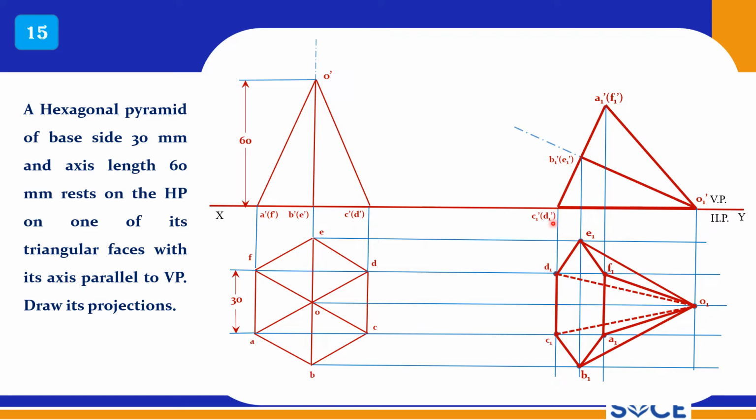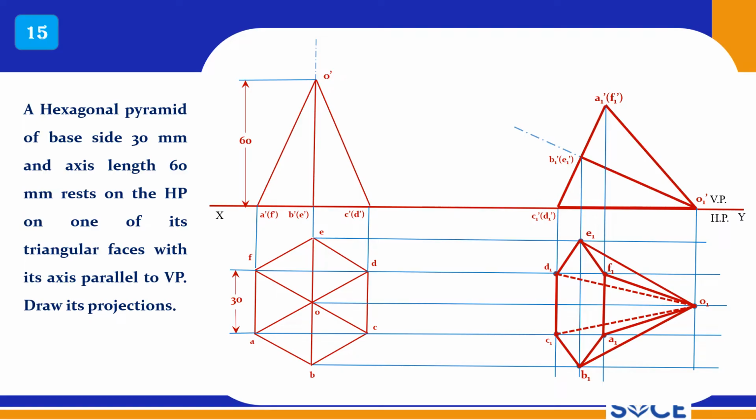Now CD is nearer to the XY reference line, so it is obviously lying on the XY reference line. So D1 O1 can be a dotted line, C1 O1 can be a dotted line. So this is the final top view. It is the final top view.